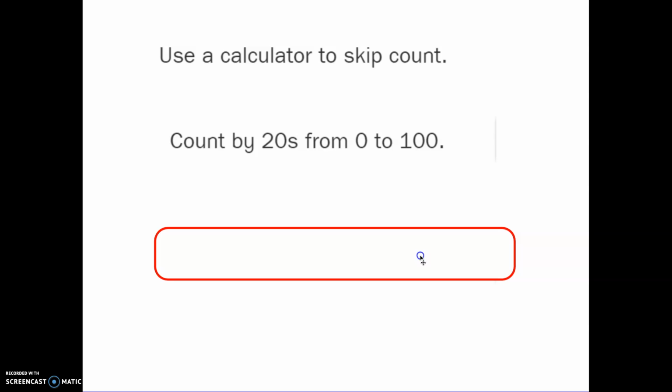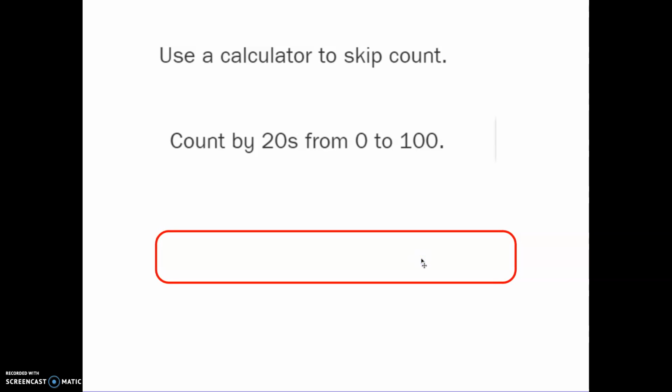Clear it out. We're going to count by 20s. We're going to start at 0. So tap in 0 plus 20. And then you're going to click that equal sign. Every time you click that equal sign, we should go up by 20. So it's 0 plus 20. Click equal. Should be 20. And then 40, 60, 80, 100.